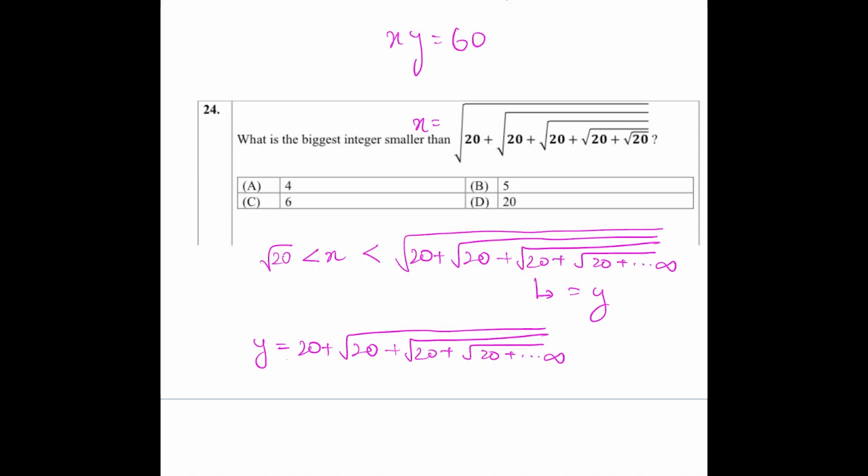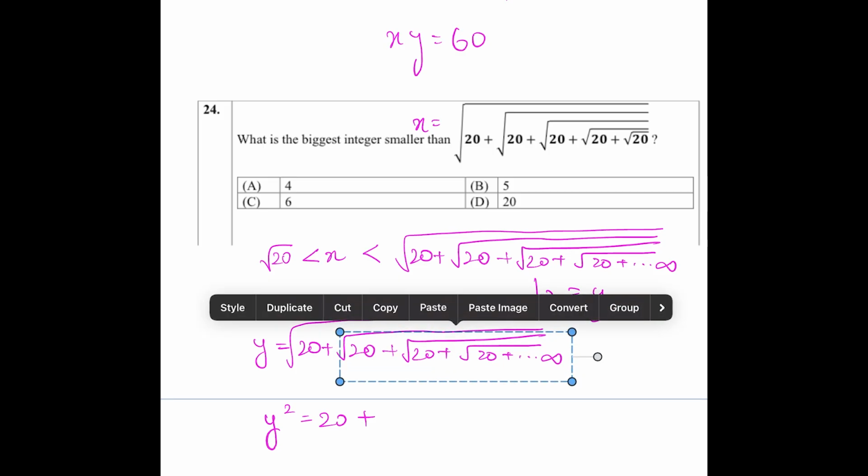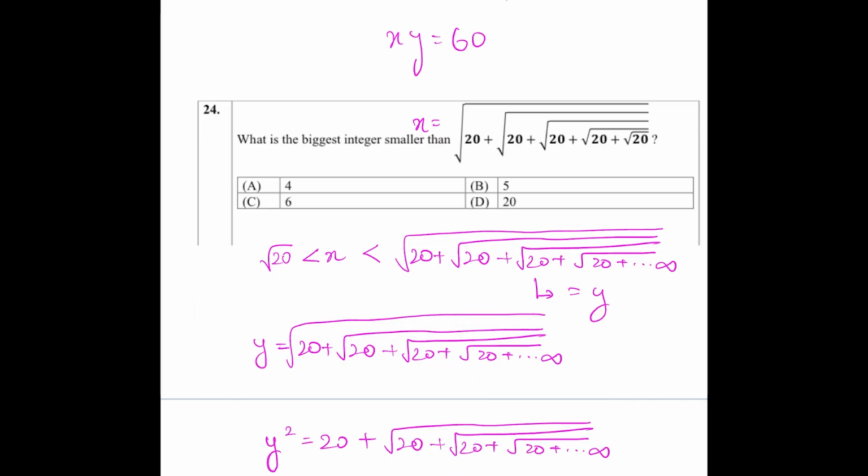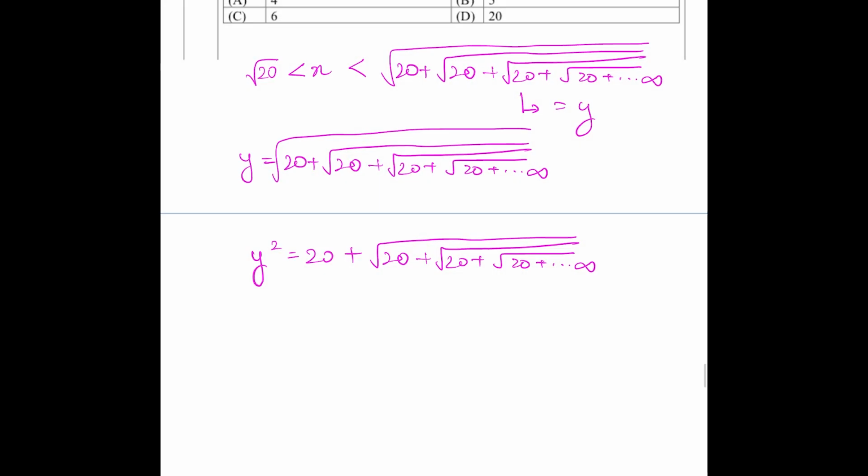Right? I'm sorry, square root over this, right? So y square is equal to 20 plus whatever's inside it, right? But whatever we get here is also the same as y, right? It's the same as this. So y square equals 20 plus y.